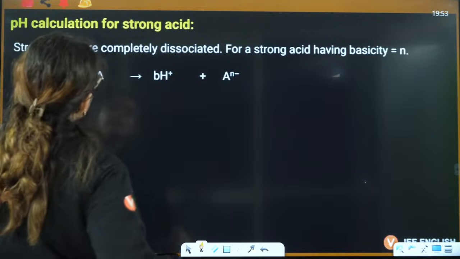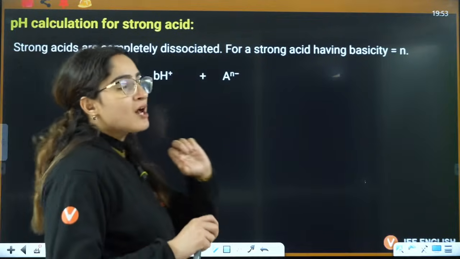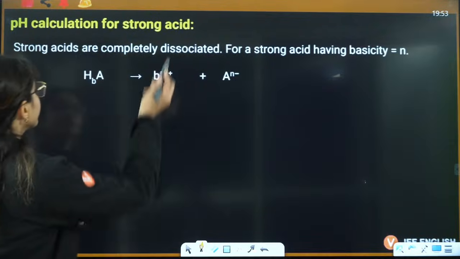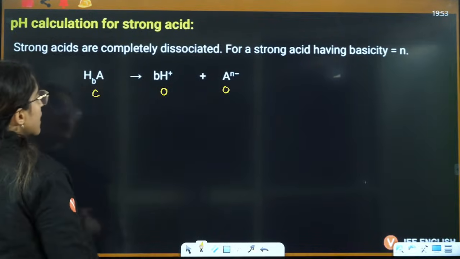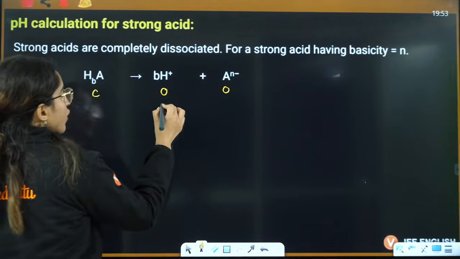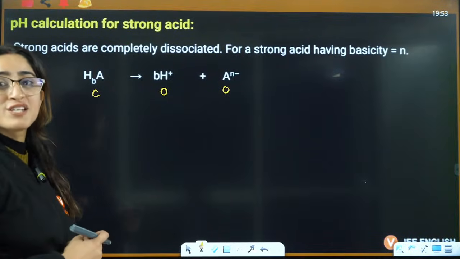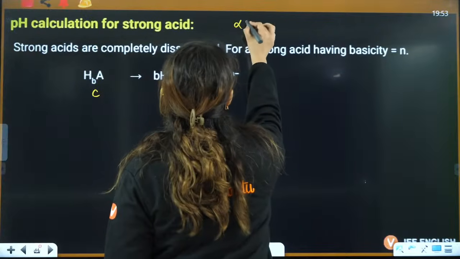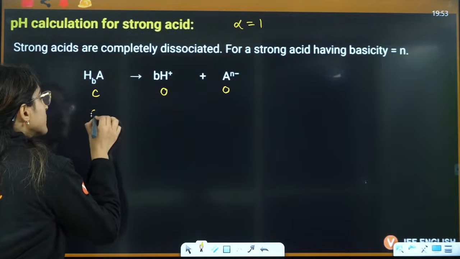So, pH calculations for strong acids, right? Strong acids, that means which are 100% dissociated. Now, in this case, you will have a different way. For example, this is C, this is 0, this is 0 initially. Now, at equilibrium, all of this will be converted to C. So, this will also be C, this will also be C. So, is there any alpha? Alpha is 1 here, it is 100% dissociated. So alpha is equal to 1 in this case, right? All of this will be completed.